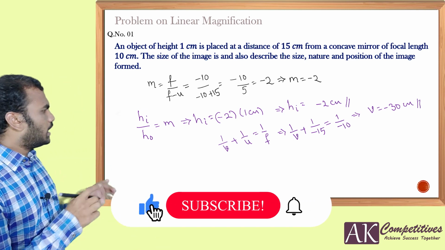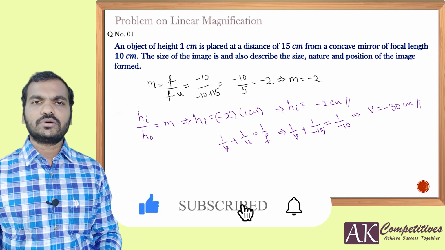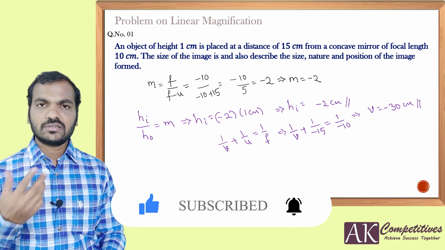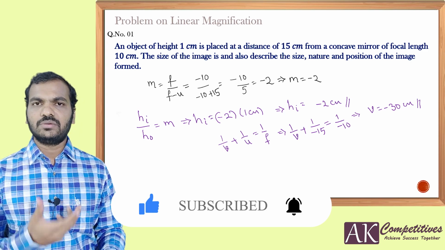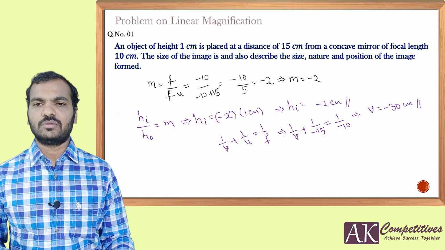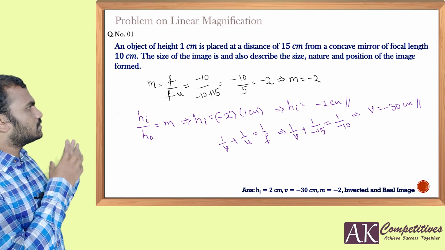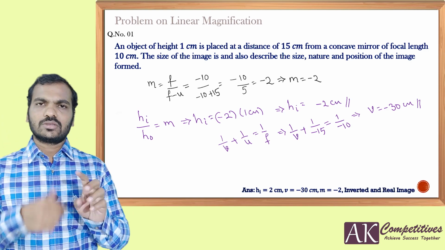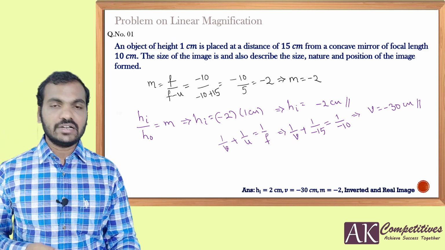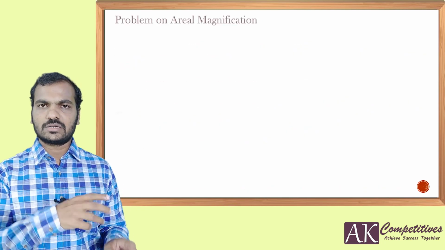This is how, and from this you can also get the magnification, and you can take minus v by u, again you will get the magnification formula. So this is the answer, this is how you have to know it. Okay, so let us move to the next question and try to understand one more concept based problem.